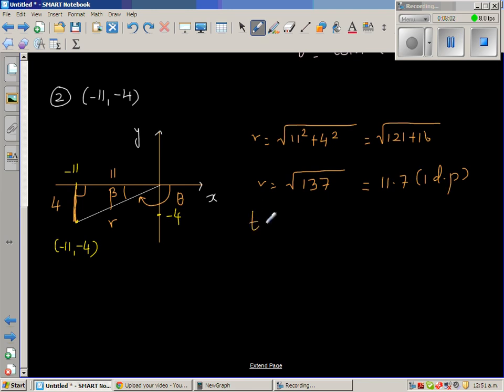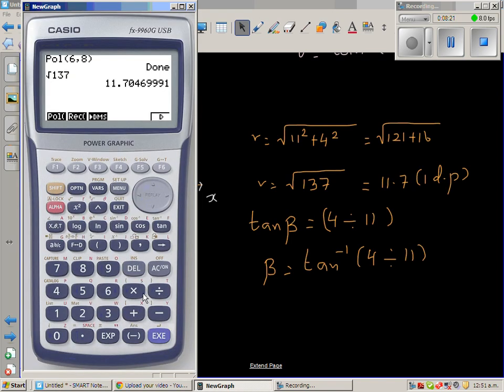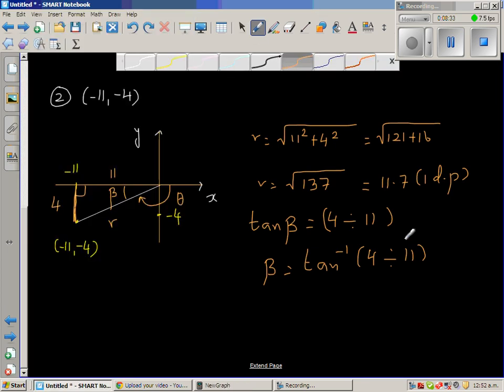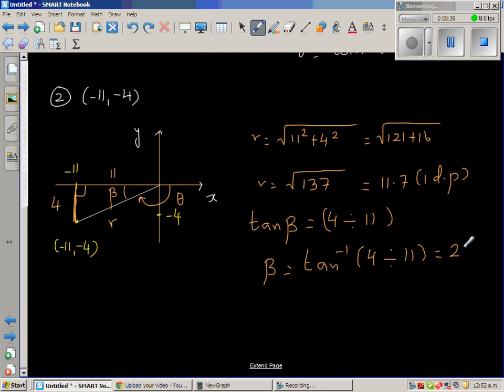So we can say tan beta is opposite over adjacent, so it is 4 divided by 11. So beta is tan inverse of 4 divided by 11. So again, using a calculator, shift tan 4 divided by 11. That will give me 19.98. So let us make this 20 degrees. So theta would be 180 minus 20, which is 160 degrees.